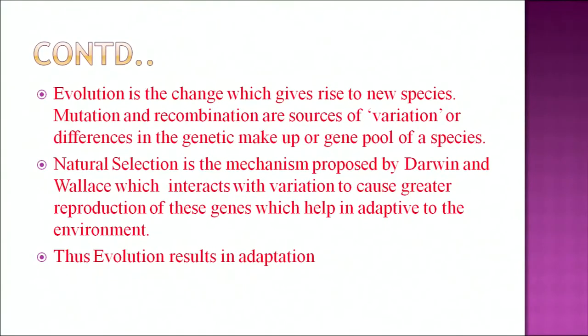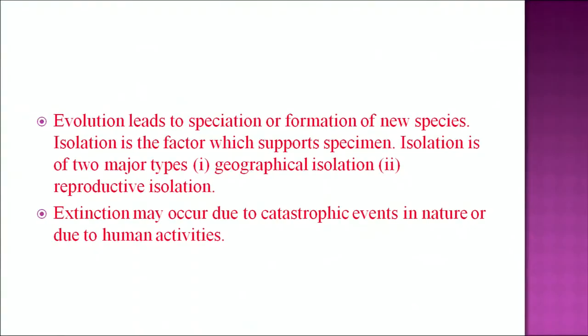Natural selection is the mechanism proposed by Darwin and Wallace, which interacts with variations to cause greater reproduction of the genes which help in adaptation to the environment. Thus, evolution results in adaptation. Evolution leads to speciation or formation of new species. Isolation is the factor which supports speciation. Isolation is of two types, that is geographical isolation and reproductive isolation.